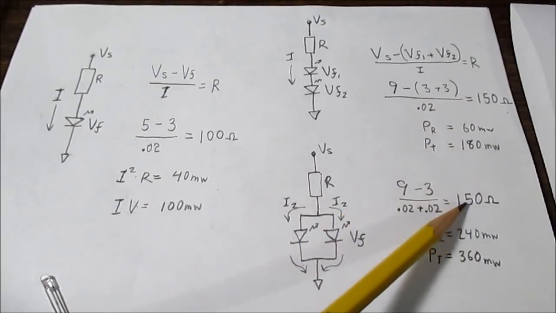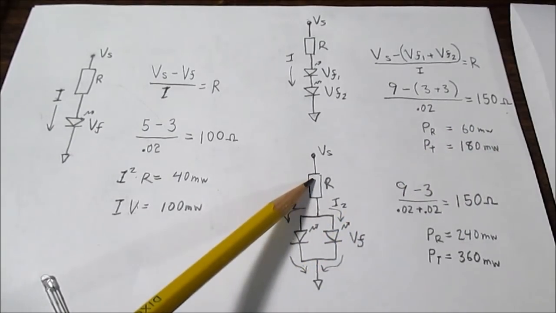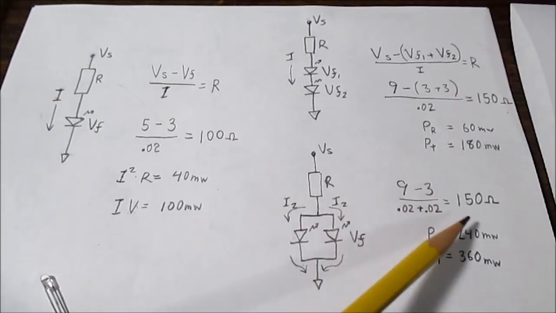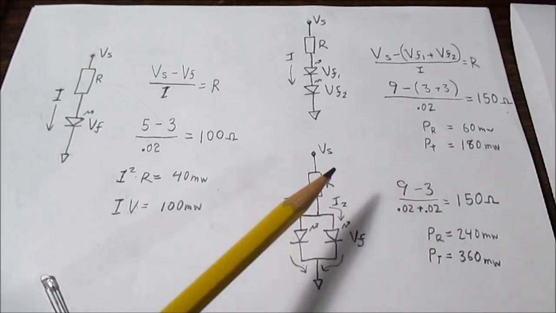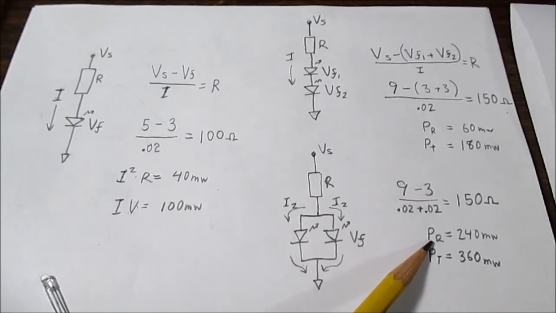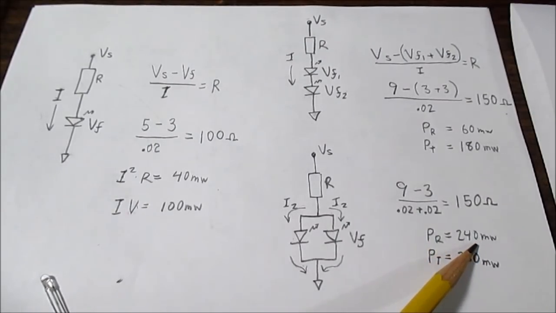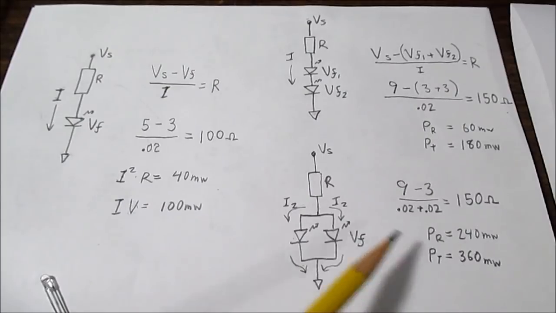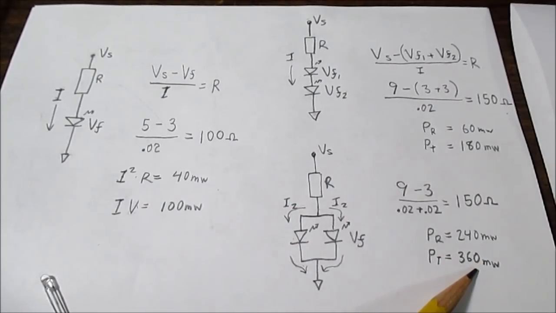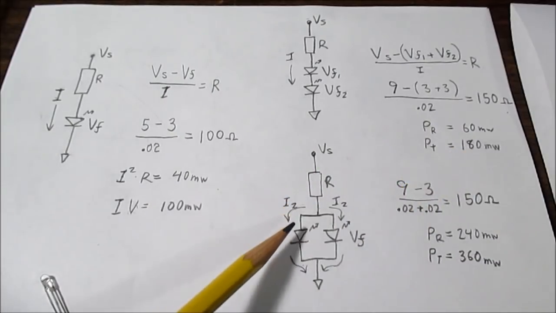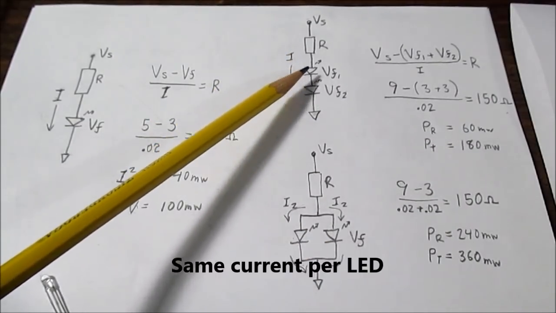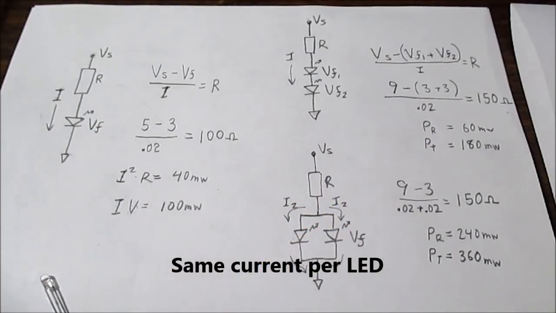Why is it the same as this? Well, we're doubling the current and doubling the voltage drop. That's why. So it works out to be the same resistance. But look what happens. The power resistor dissipation is 240 milliwatts now, 4 times what it was in this circuit. The total power dissipation of the circuit is 360 milliwatts, which is double of this. So we're making the two LEDs light up the same brightness, same current as this circuit, but we're wasting so much more energy. So that's why this design is bad.